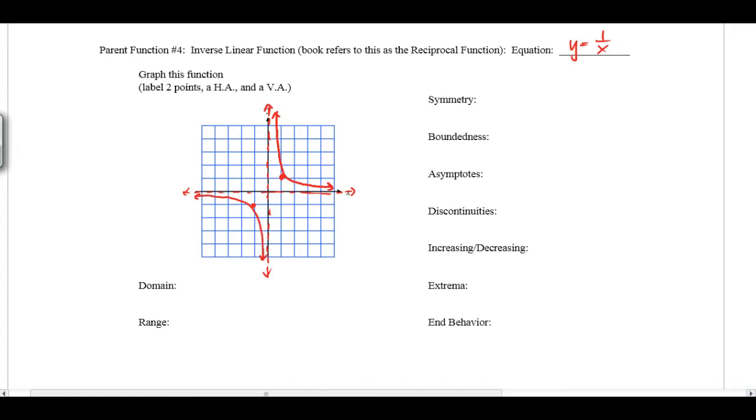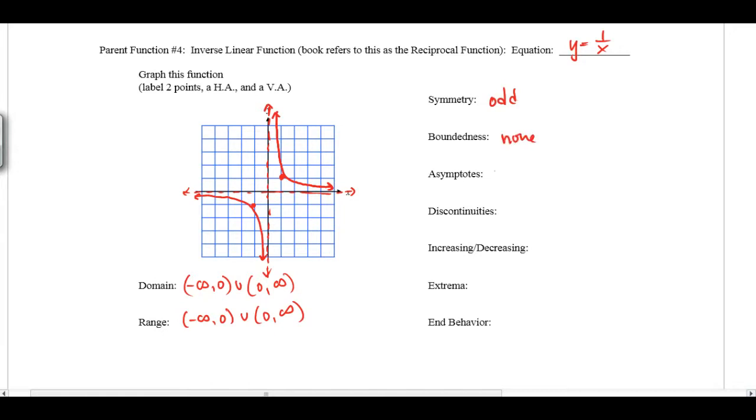So what is its domain? Its domain is all x's except for 0. So how do I write that? Well, negative infinity to 0, not including, and 0 to infinity. And the range will be the exact same thing, starting at the bottom, negative infinity to 0, and 0 to infinity all the way at the top. Does it have symmetry? Yes, it's an odd function. Looks like it's a reflection over the origin. Is it bounded? No, it's not.